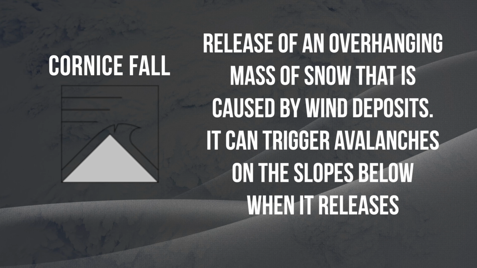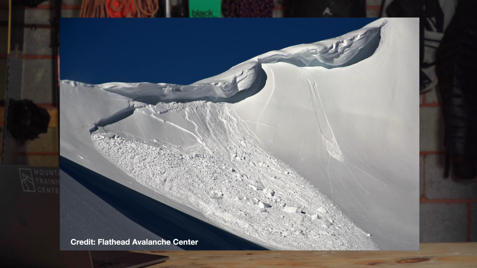Next, I'll talk about cornice fall and glide avalanches. So with cornice avalanches, again, this is the release of an overhanging mass of snow that's formed by wind deposits. It can cause sympathetic avalanches, like in this image right here. That's the trigger for the slab, is the cornice. And that would kind of be two different types of avalanche problems.